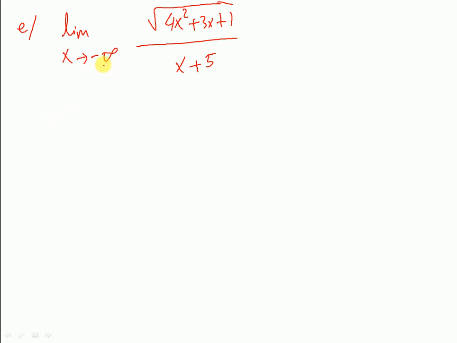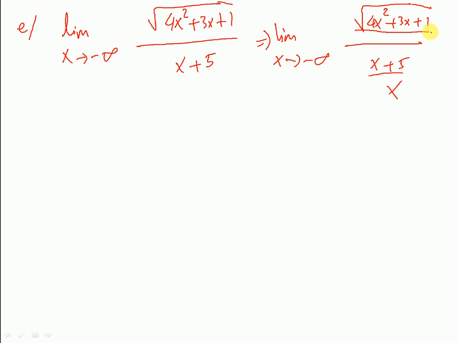But if x goes to infinity or negative infinity, we can divide the top and the bottom by the largest power of the bottom of the fraction. Now take a look at the bottom. The largest power of the bottom of the fraction is the x term, right? So we have to divide the top and the bottom by x. So let's do that. I divide the bottom by x. I divide the top by x as well. Plus 3x plus 1 divided by x.